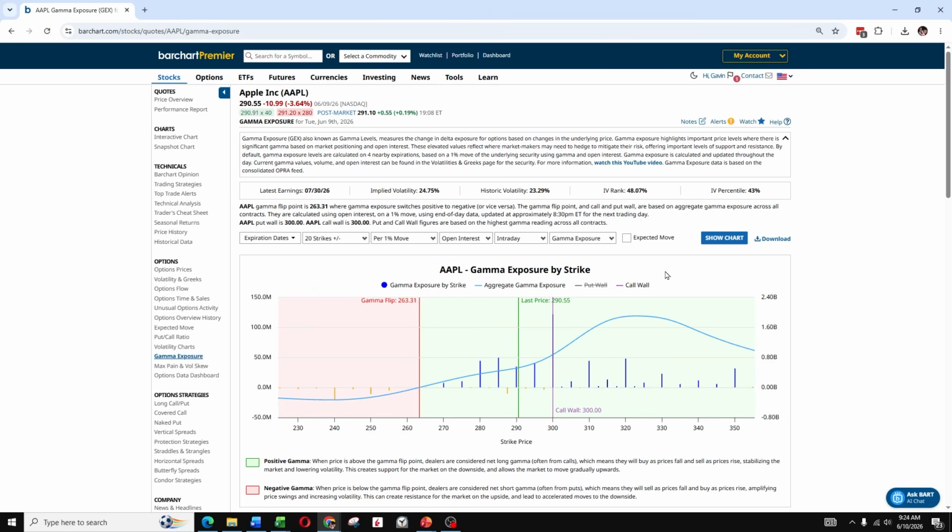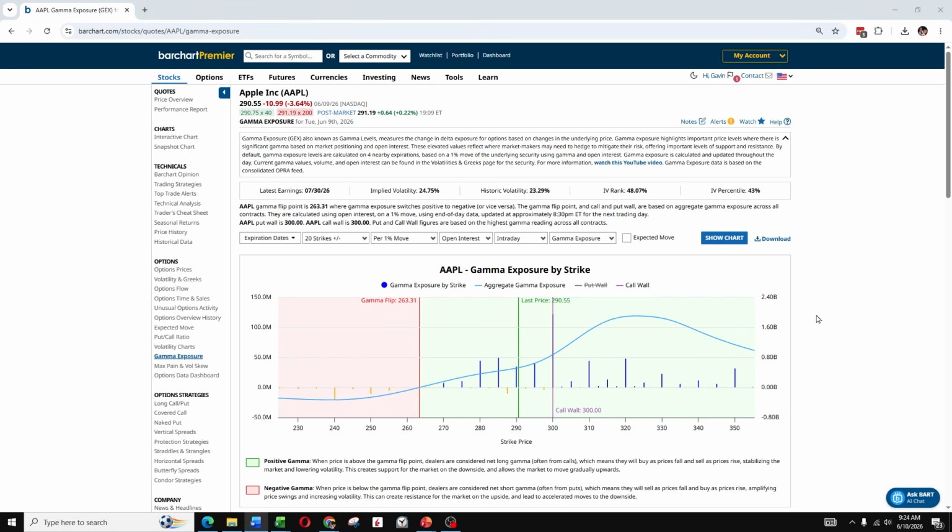And with that really large open interest, as the stock price approaches 300, market makers are going to have to sell stock to hedge their exposure, and that could create a bit of a resistance point. So the stock might be drawn towards that 300 level like a bit of a magnet, but it could really struggle to get through that level.